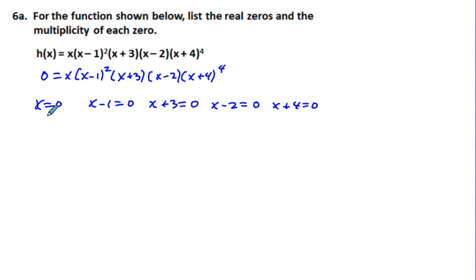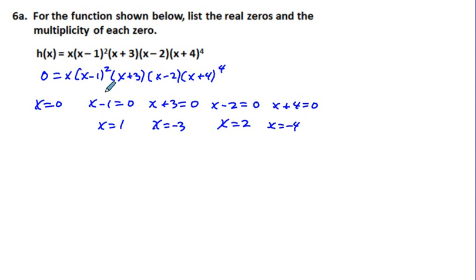So our zeros are going to be x equals 0, and then solving for x, x is equal to 1, x is equal to negative 3, x is equal to 2, x is equal to negative 4.